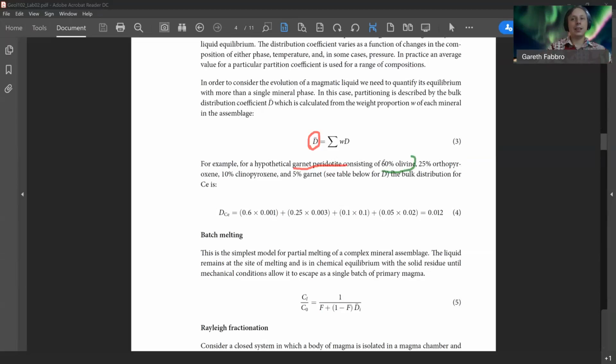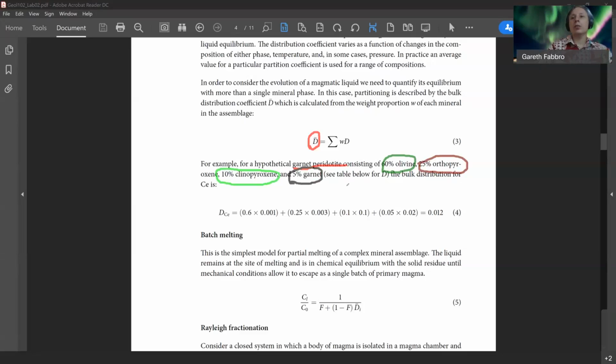It has orthopyroxene, some clinopyroxene, and a bit of garnet. So it doesn't actually matter what these minerals are in particular, but you should have seen most of these minerals. I don't think you've seen garnet yet, but this is what this rock is made of.